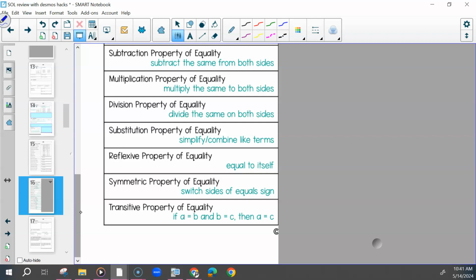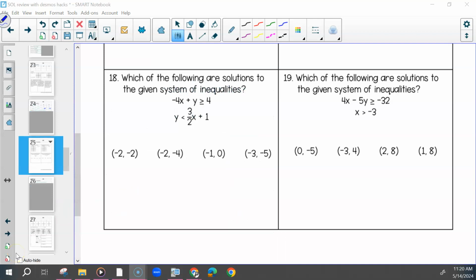8.5, number 18. The systems. So A5D. We will do that when we get back. In number A5D, number 18, is asking which of the following are solutions to the given system.